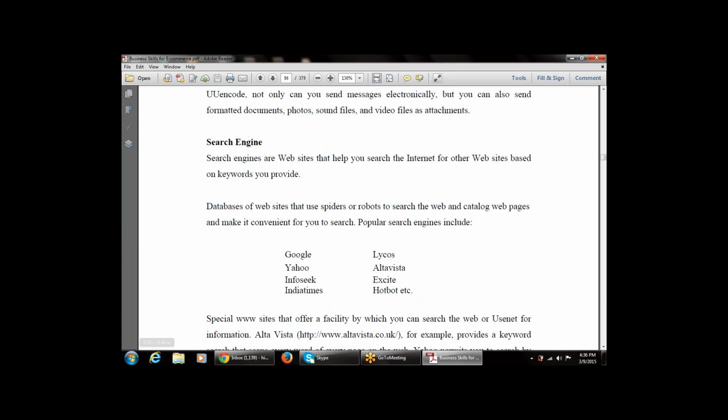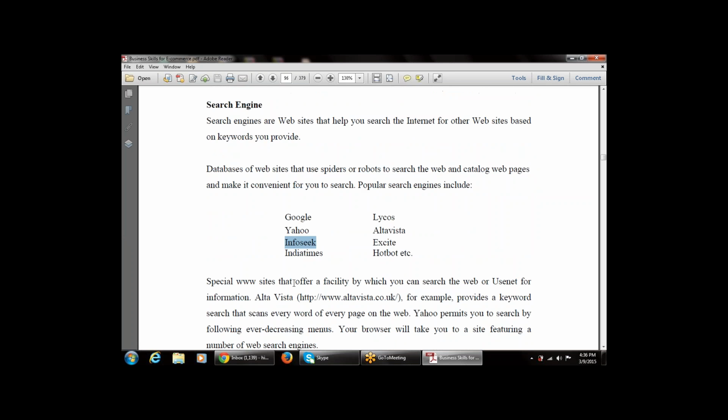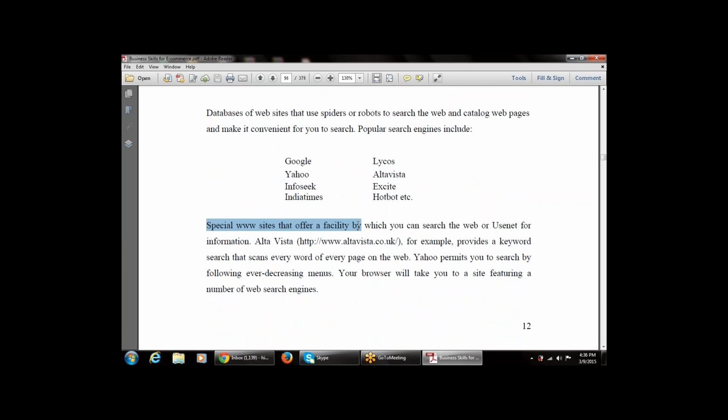Yahoo and Google are the most common examples, generally used by everyone. There are also special WWW sites that offer a facility by which you can send data, gather data, and use data from the WWW. That is also a major part.